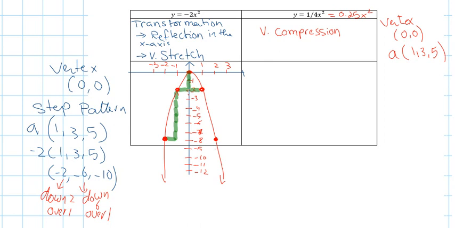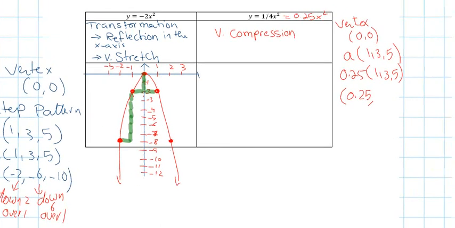What's my A value? 0.25. So let's multiply 0.25 by 1, by 3, and by 5. What's 0.25 times 1? I'm multiplying. So 0.25 times 1 is 0.25. What's 3 times 0.25? What's 5 times 0.25? 1.25. Yeah, that makes sense.